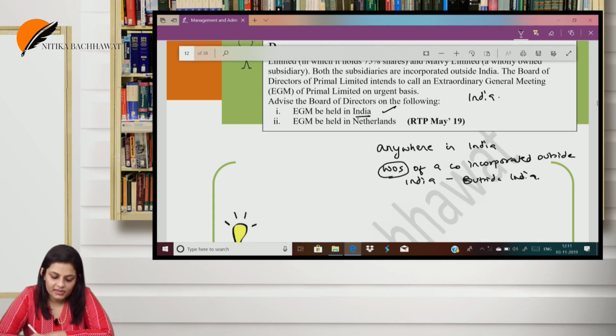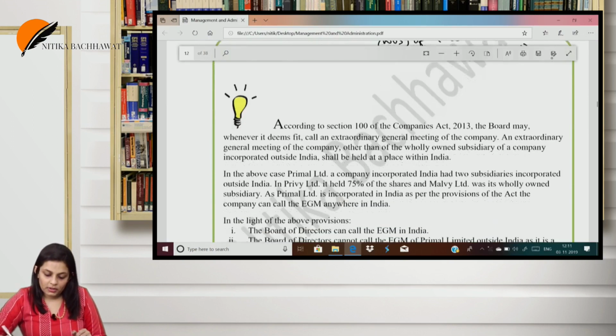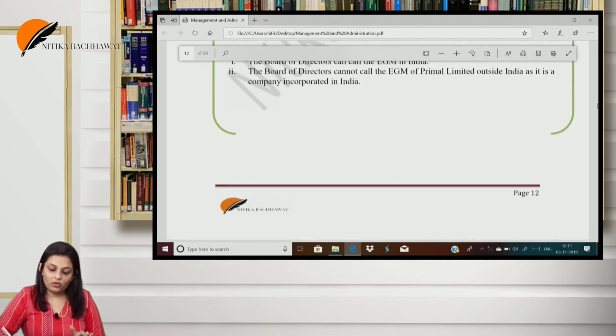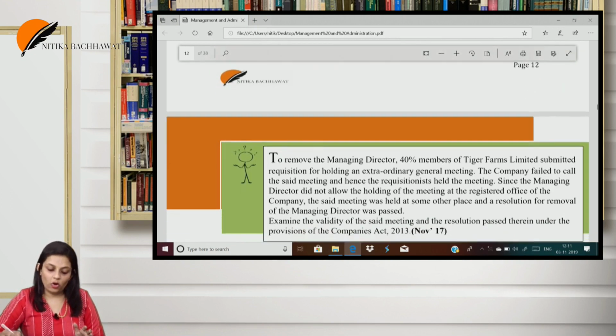Anywhere in India? Yes. Can it be held in Netherlands? No. So the Board of Directors can call the EGM in India, but it cannot call the EGM of Primal outside India, as it is incorporated in India.